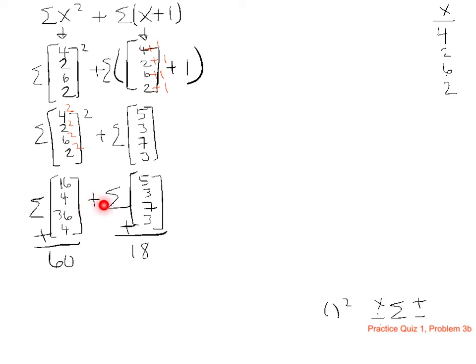And all I have left is this addition symbol that I'll place there. And that is my last operation to complete. So I have 60 plus 18, and that gives me 78.